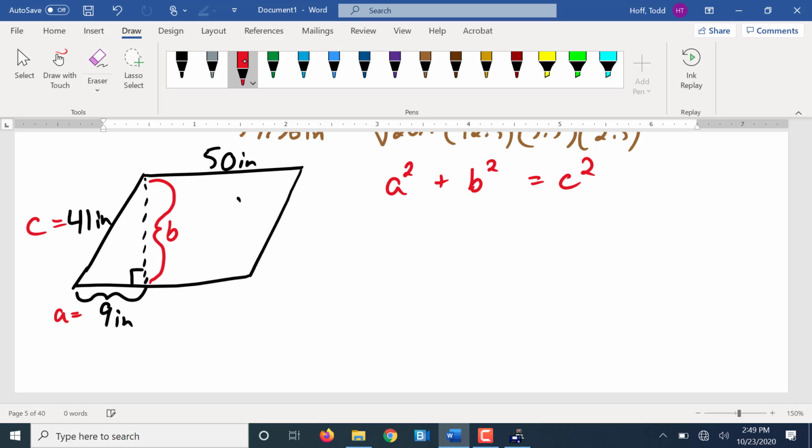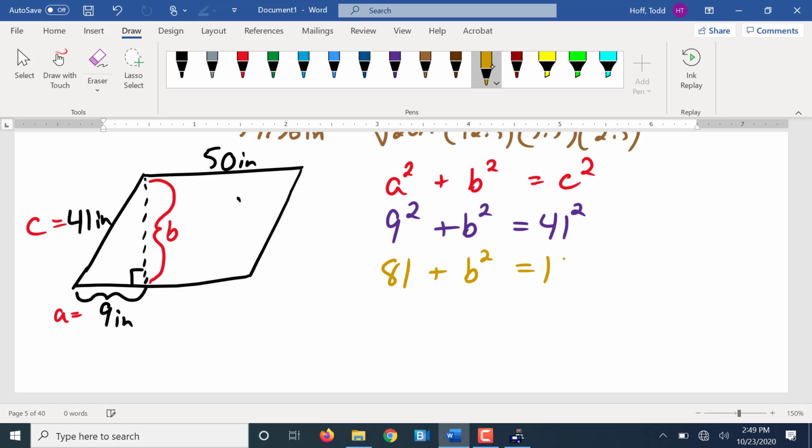The formula is A squared plus B squared equals C squared. Well, A is 9. That's 9 squared. B we don't know. That's what we're going to try to find. C is 41. So we're going to do 41 squared. What is 9 squared? 81. We can't do anything with B squared. 41 squared?